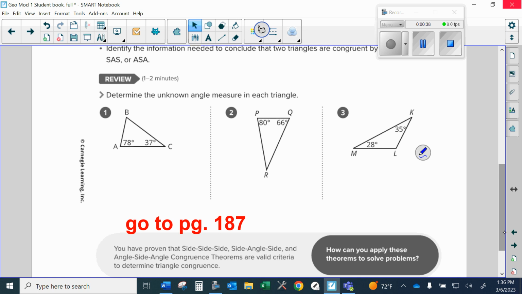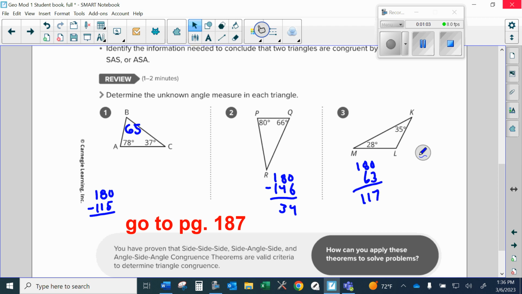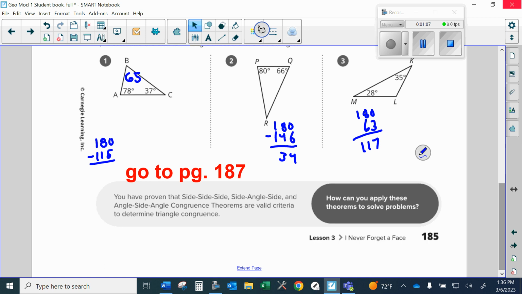We know all triangles add to 180, called the triangle sum theorem. So here we have 108 and 115 from 180. So that's 65. Here we have 146 from 180. That's 34. And here we have 63 from 180. That's 117. There's your answers. Go to page 187 now. 2 more pages.